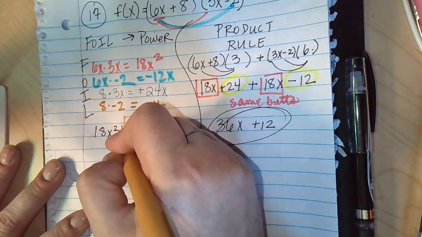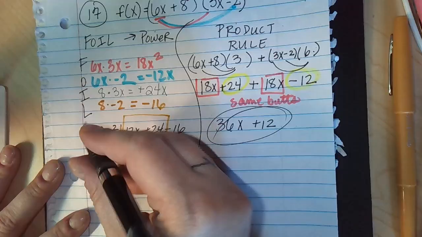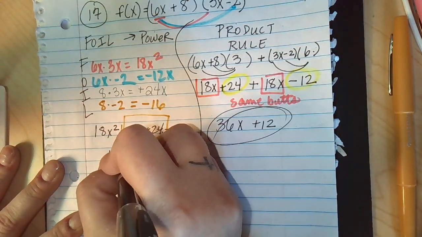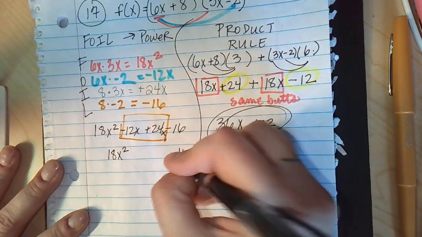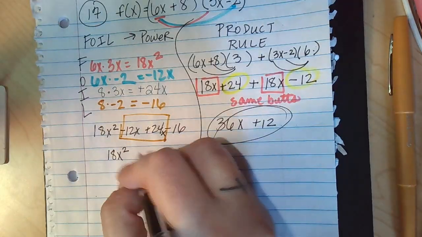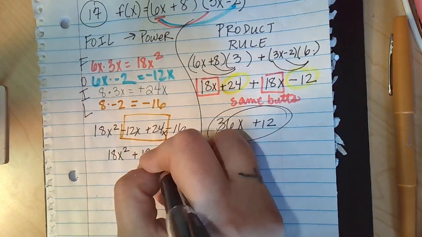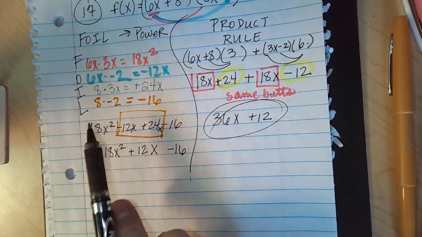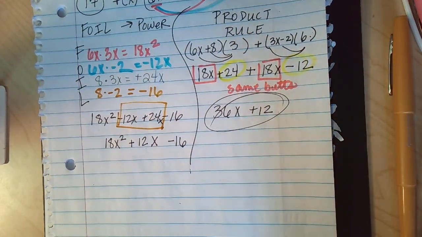All right, and we combine like terms, and you get the 18x squared does not change. The minus 16 does not change. The like terms, those become plus 12x, because negative 12 plus 24 is 12x.